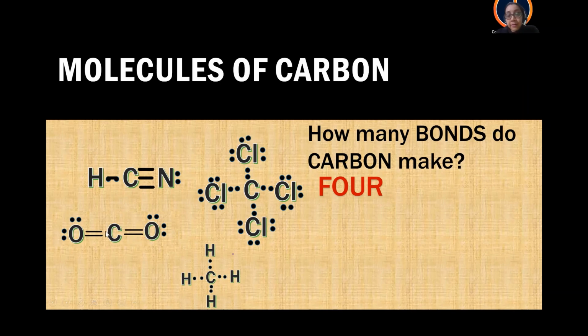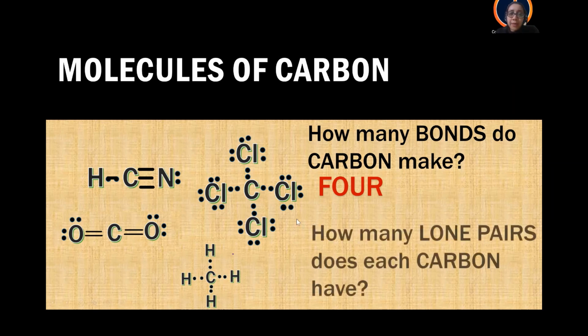For carbon dioxide, there are 2 double bonds, but the total number of bonds is 4. For methane, it is 4 single bonds. And for carbon tetrachloride, it is also 4 single bonds. So whatever be the case, carbon will form a maximum of 4 bonds. Remember the pattern. Now, how many lone pairs does each carbon have?